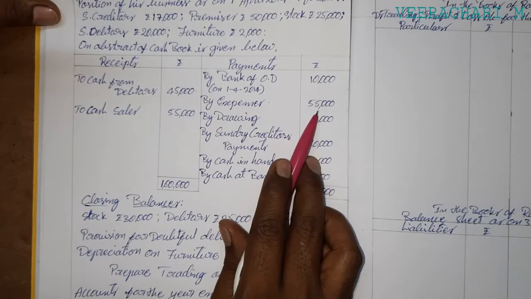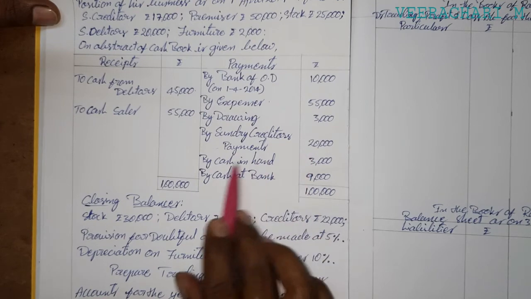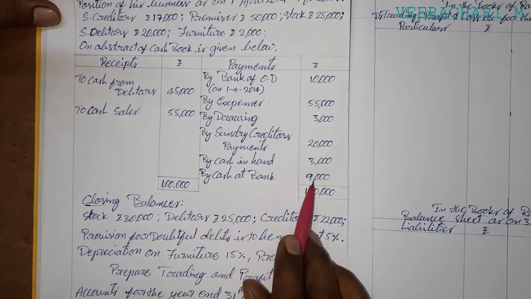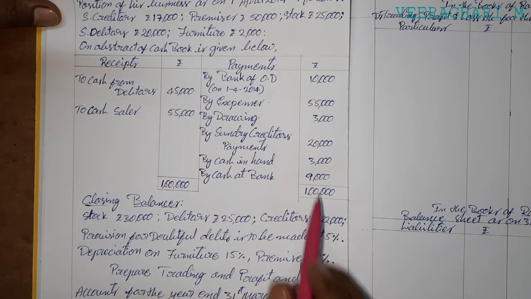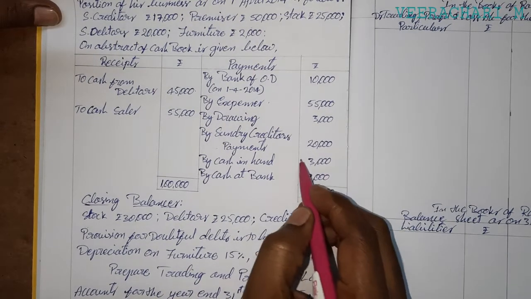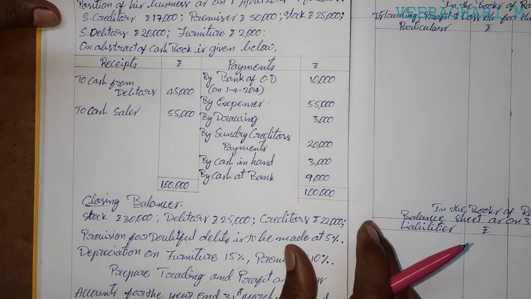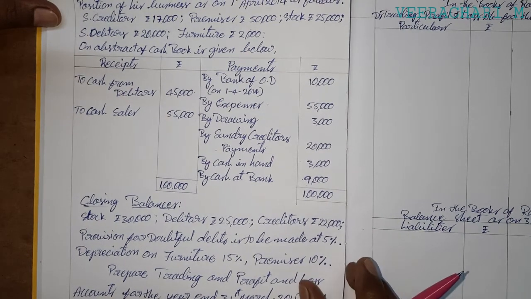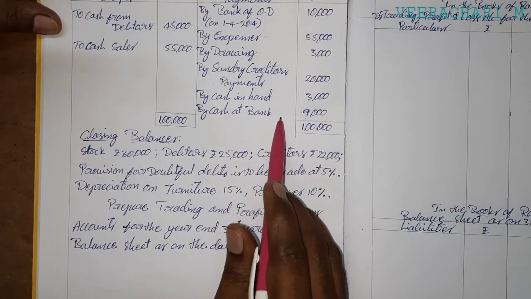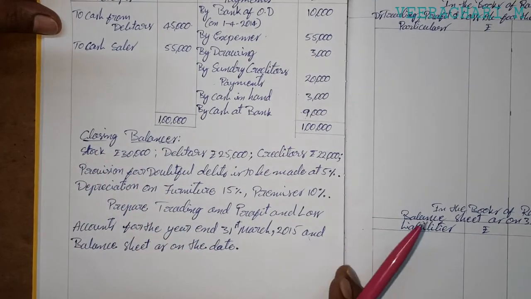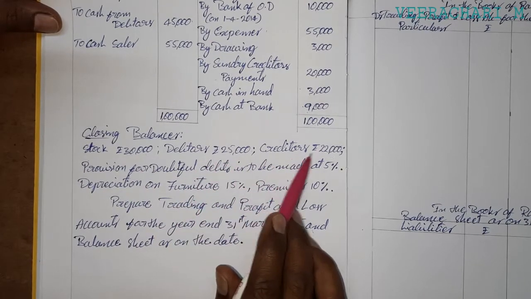Expenses 55,000, drawings 3,000, sundry creditors payments 20,000, cash in hand 3,000 and cash at bank 9,000. These two values are at the end of the year. The 3,000 and 9,000 should be shown in the closing balance sheet on the asset side. Next, not only the cash and bank balances, there are other closing balances also given in the question. That is stock 30,000, debtors 25,000, creditors 22,000.